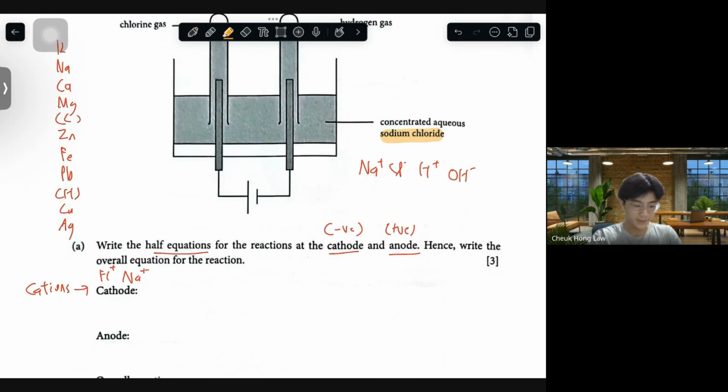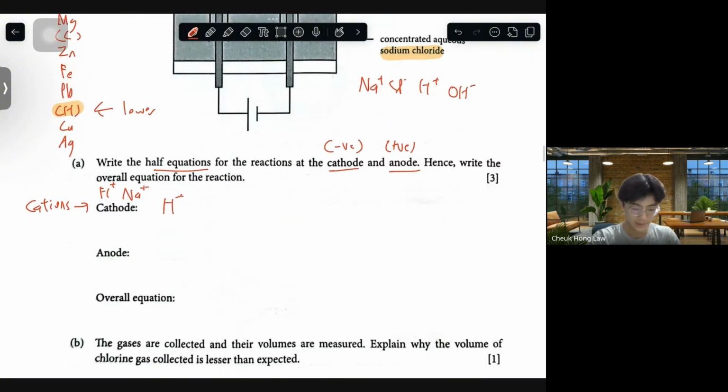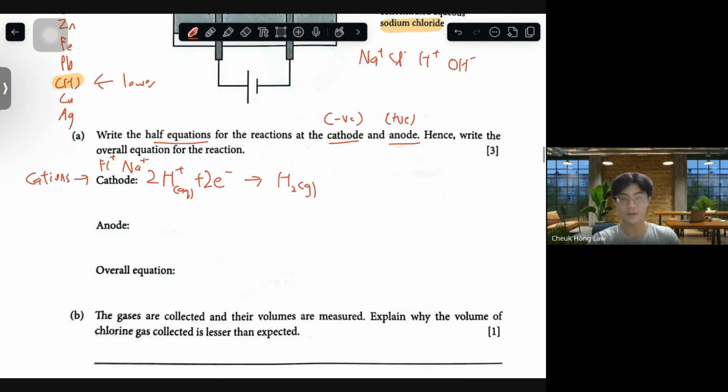So we compare sodium and hydrogen. Hydrogen is obviously lower. So that will be the one that is selectively discharged. Okay, so H⁺ gains electron to form H. I remember, right? Cathode is always reduction. Reduction is gain of electrons. So I always put plus electrons. Then I know H is H₂, right? Hydrogen is diatomic. So I add a 2 here, add a 2 here, and then add the state symbols, and that is your half equation.